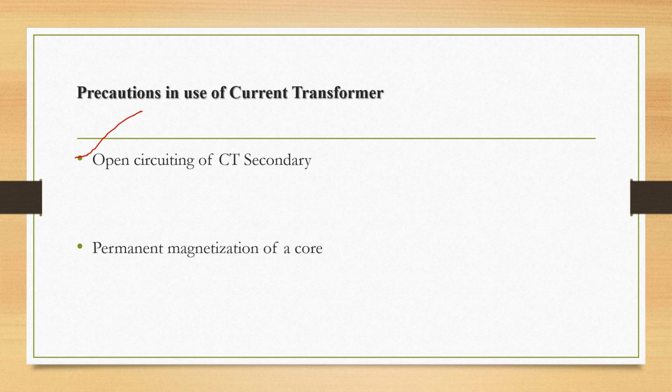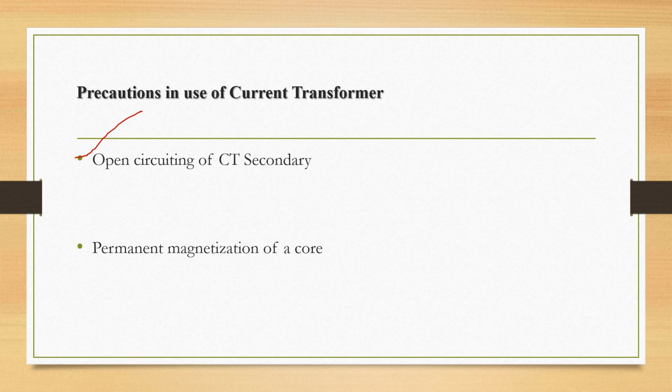Next, permanent magnetization of the core. The core material of a CT may undergo permanent magnetization due to one or more of the following reasons. As already discussed, if by any chance the secondary winding is open circuited with the primary winding still energized, then the large flux will tend to magnetize the core, and if the condition is abruptly removed, there is a good possibility that residual magnetism will remain in the core.